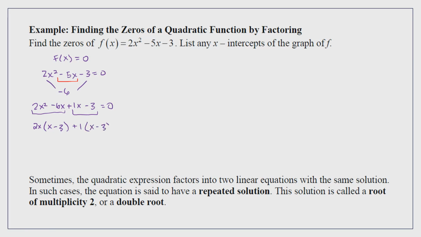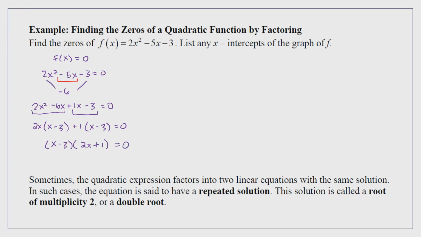So the goal is to get the same binomial when you factor out the GCF from both groupings. If you are unable to get the same binomial, then you might need to rearrange the two terms that you created. So I would place the 1x where the negative 6x is, and then move the negative 6x where the 1x is. Okay, so once I now have my two new terms, I can now factor out the GCF again between them, which is x minus 3, and that leaves me with 2x plus 1.